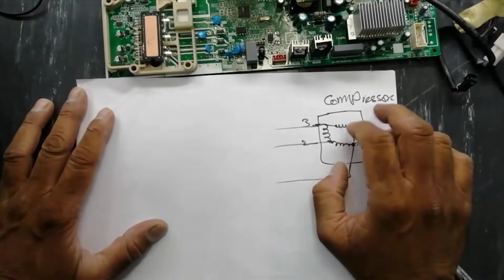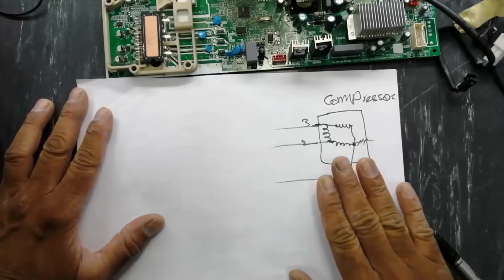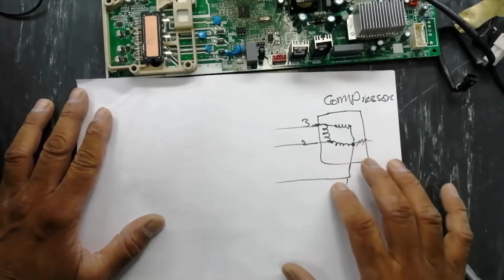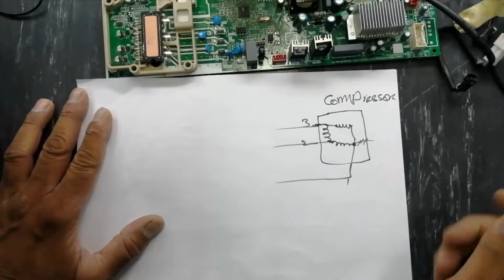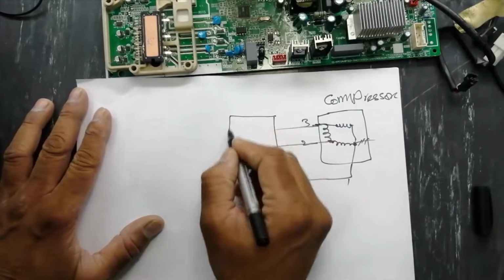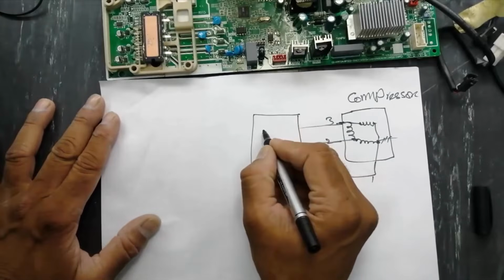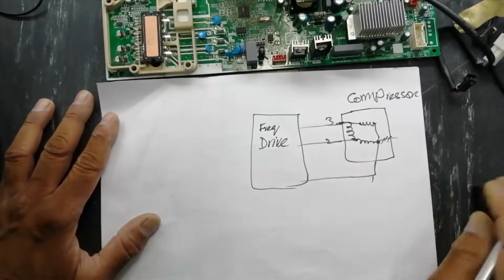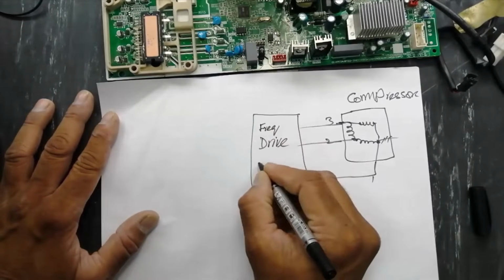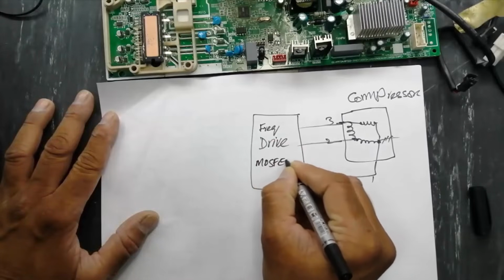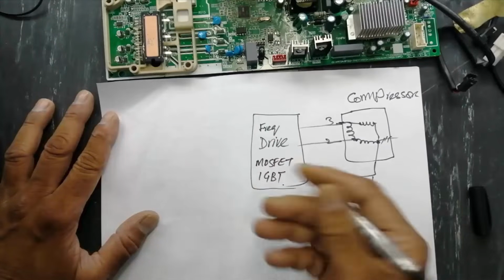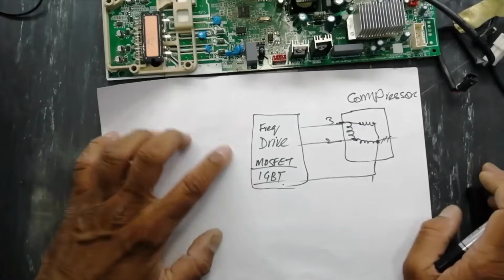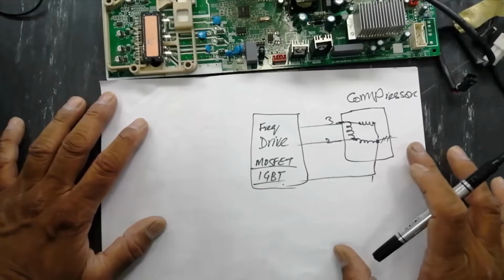But a DC inverter AC is actually a variable frequency drive. Its motor takes pulsed DC voltage, but 3 phase. These voltages are controlled by an inverter section, a frequency drive. What is in a frequency drive? MOSFET, IGBT, anything. Most of the time IGBT is used. This is the general discussion.